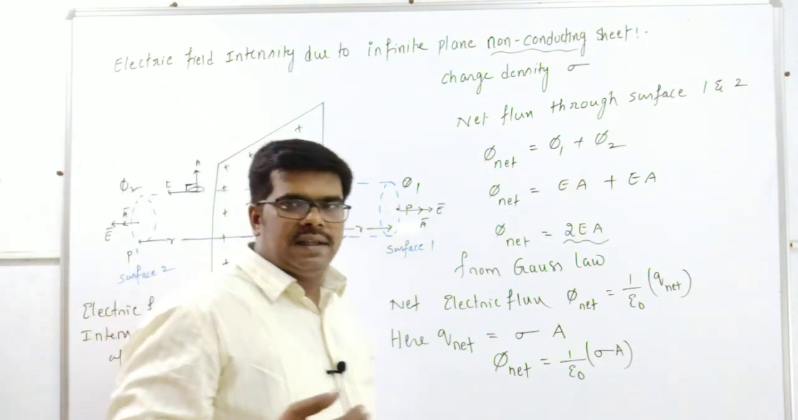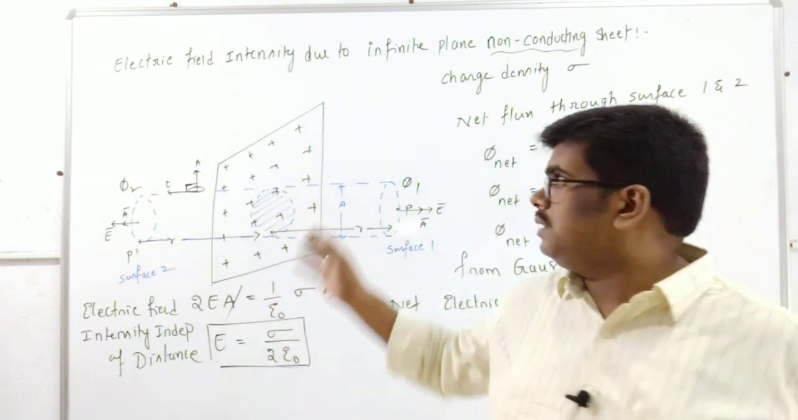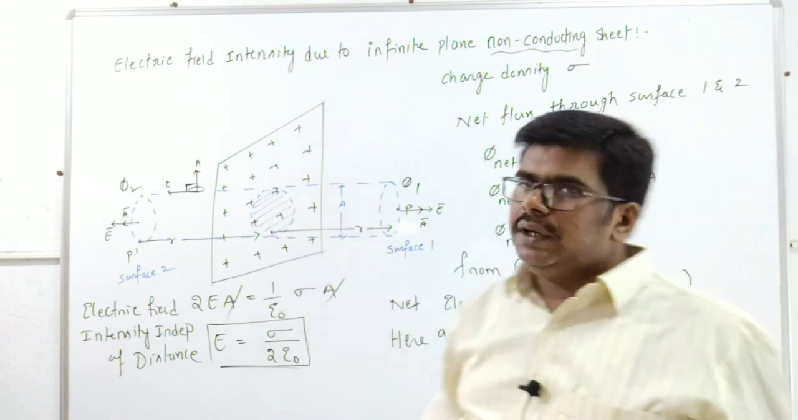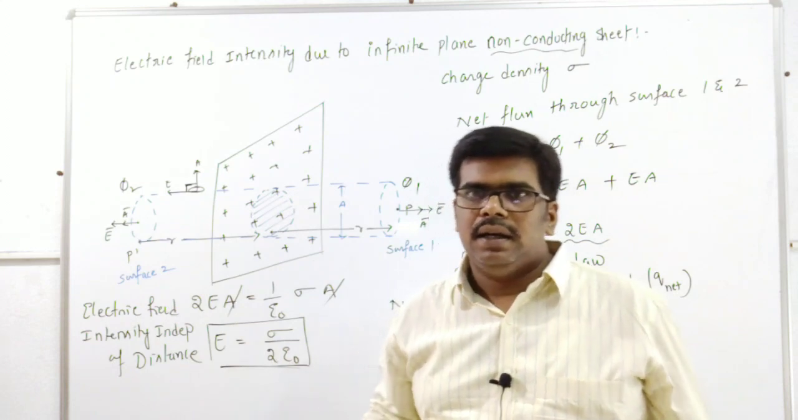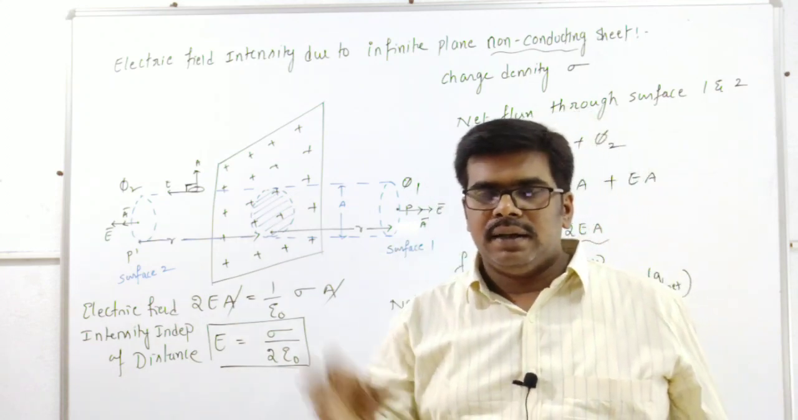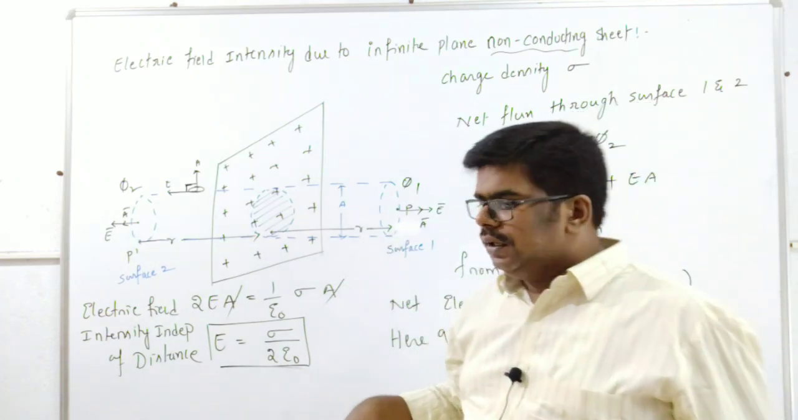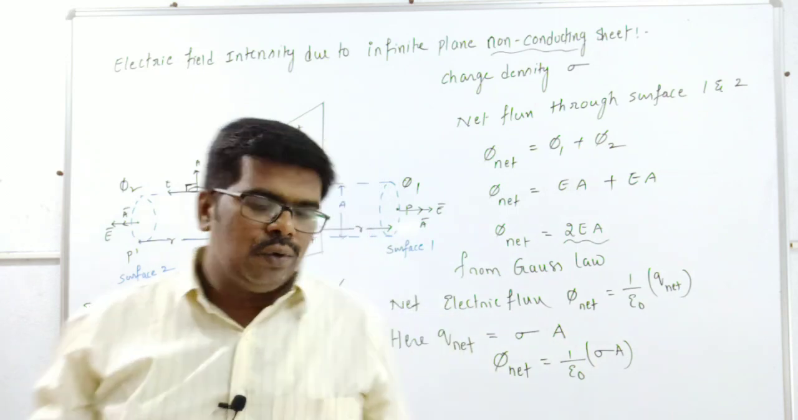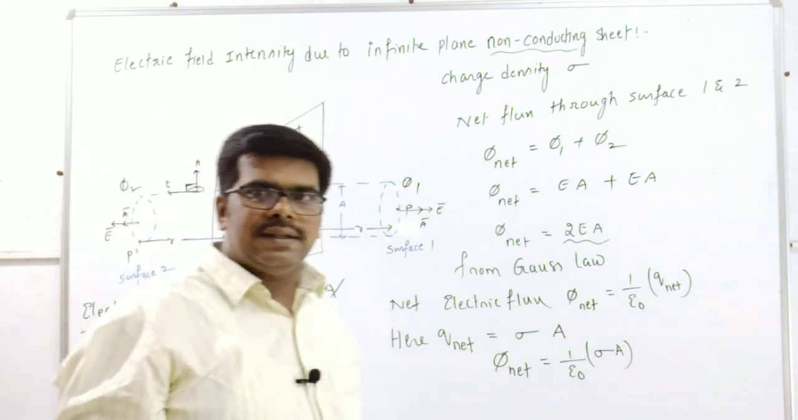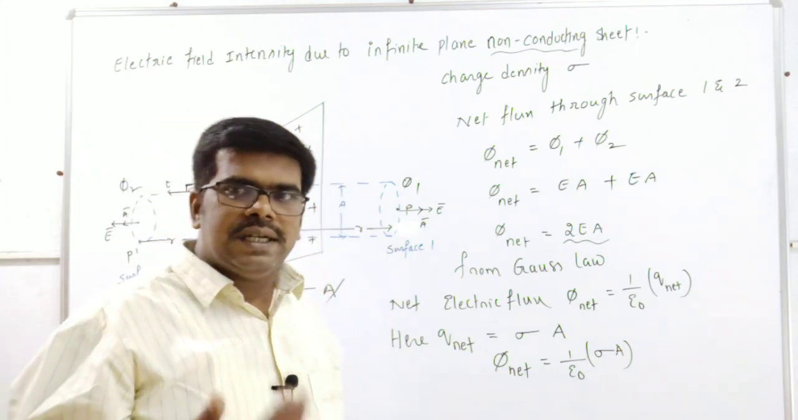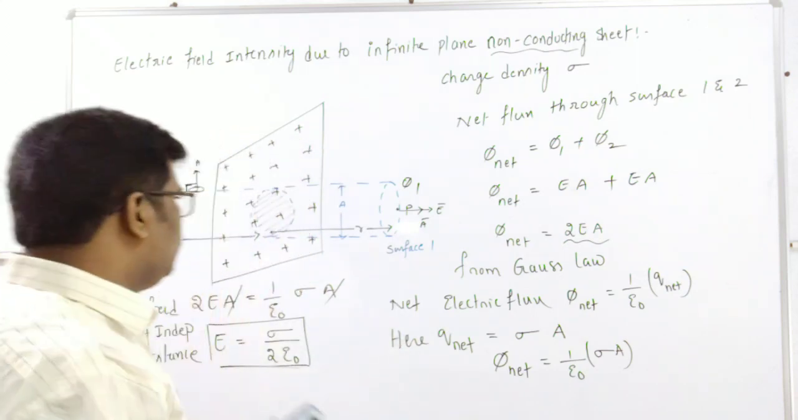Now we are going to discuss the case where two such non-conducting plates are taken. We arrange them parallel, one side by side. What is the net electric field intensity between the plates and outside of the plates? So we will be discussing that next. If two plates have charge densities, one sigma 1 and another sigma 2, and they are arranged parallel to each other, what is the electric field intensity between the plates as well as outside of the plates?